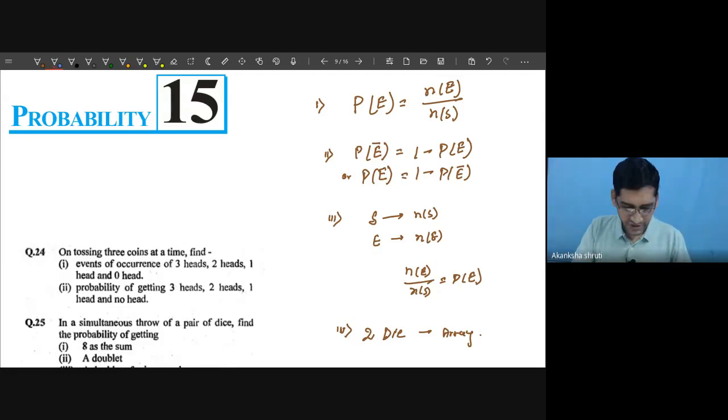Good evening, students. Today we are going to solve some of the important questions which were asked earlier in your board examination and even some of the competitive examinations, for the practice of this chapter, probability. So the important concepts that we have already discussed in our previous lecture, if you have any doubt, please refer to those lectures first.